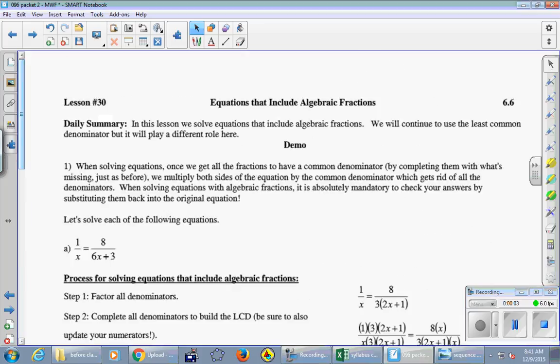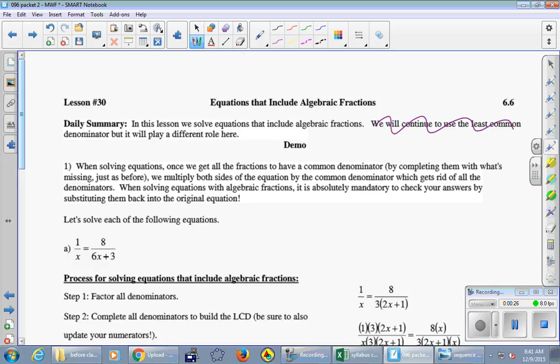Daily summary. In this lesson, we solve equations that include algebraic fractions. The second sentence should not be there. I'll cross it off. Number one, when solving equations, once we get all the fractions to have a common denominator, by completing them just like we did before, we're going to multiply both sides of the equation by the common denominator. Today is a fundamentally different kind of day than the last 3 days.